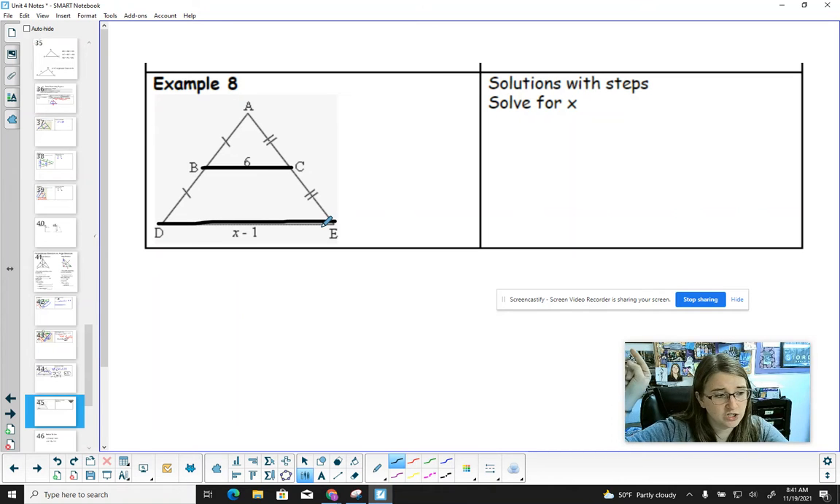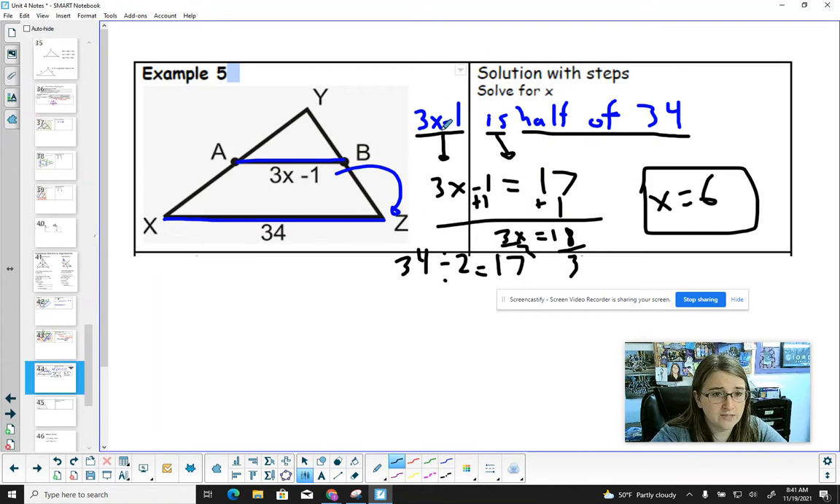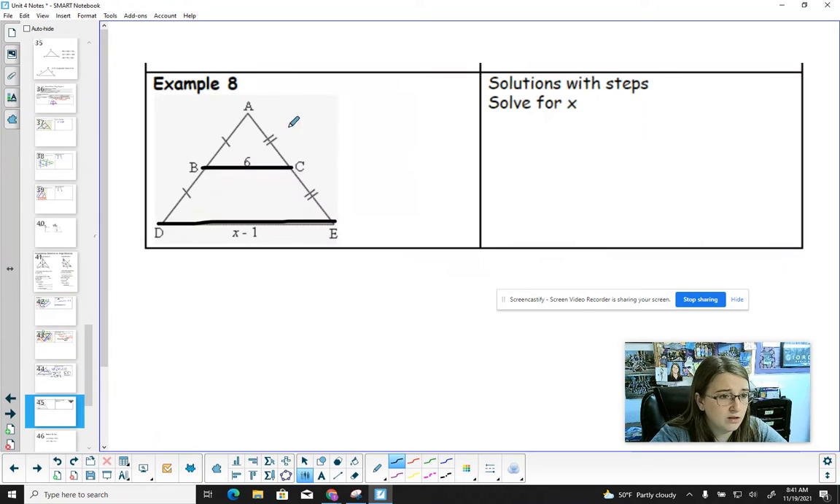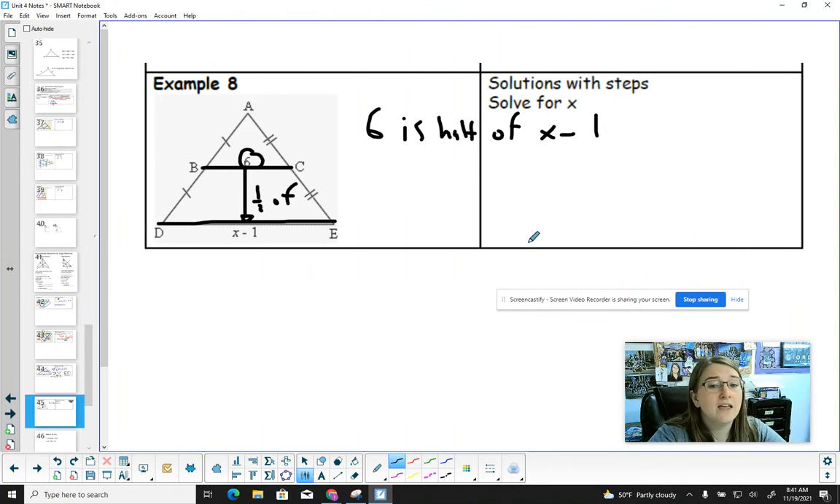So write that as a sentence just like I did. I said 3x minus 1 is half of 34. I need to say this one is half of that one. Write that as a sentence. 6 is half of x minus 1. This is going to be a little bit different and a little weird. Let's write this as an equation.